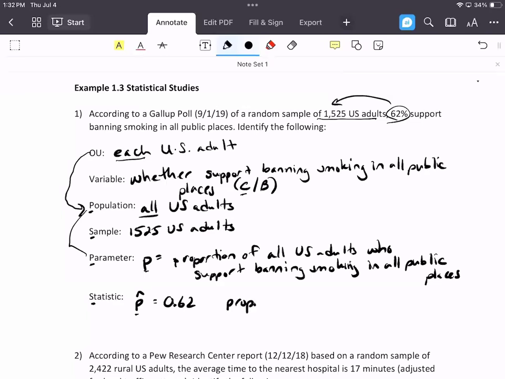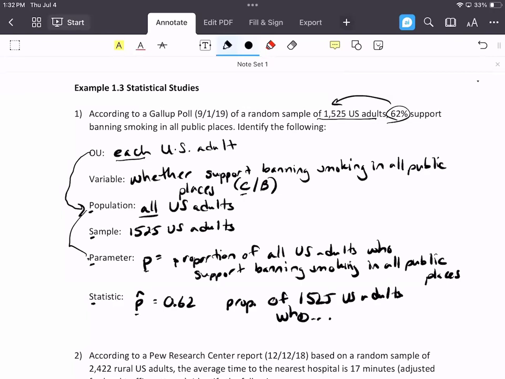I'm going to do that prop period just to keep it a little shorter of the 1,525 US adults who, and I'll just say who support, and then dot, dot, dot. The same thing is right above, who support banning smoking in all public places.